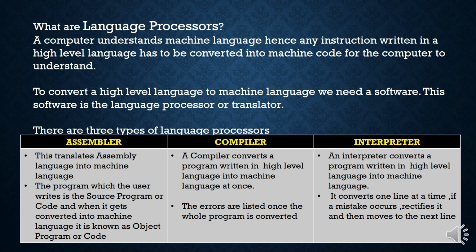So this is the difference between a compiler and an interpreter. An interpreter will read line by line, and a compiler will convert or read the whole program first, and then it will show the mistakes at the end.